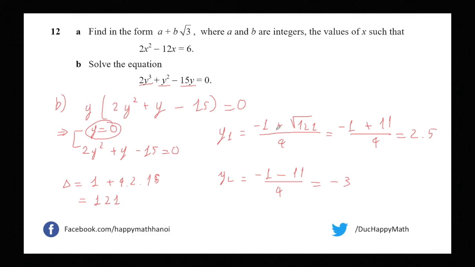So in this case of the equation, you will have the 3 cases of y. First, y equal to 0. Second, y equal to 2.5. And the third, y equal to minus 3.